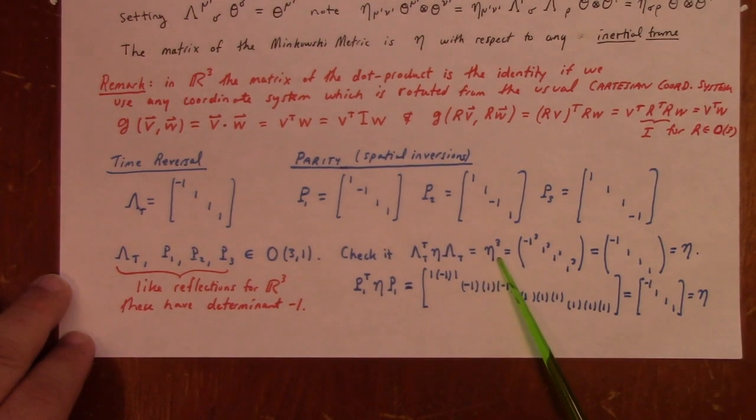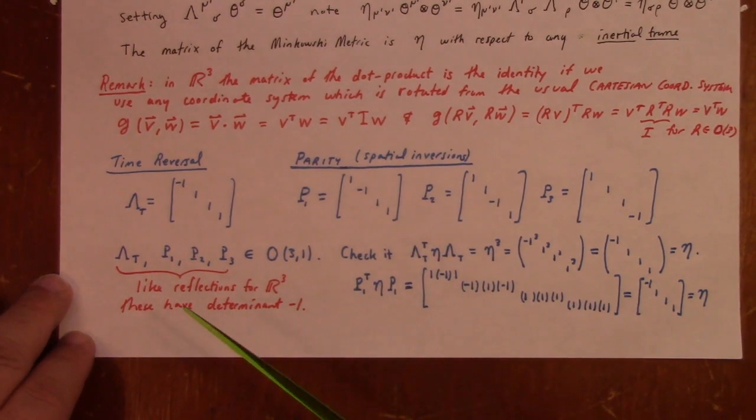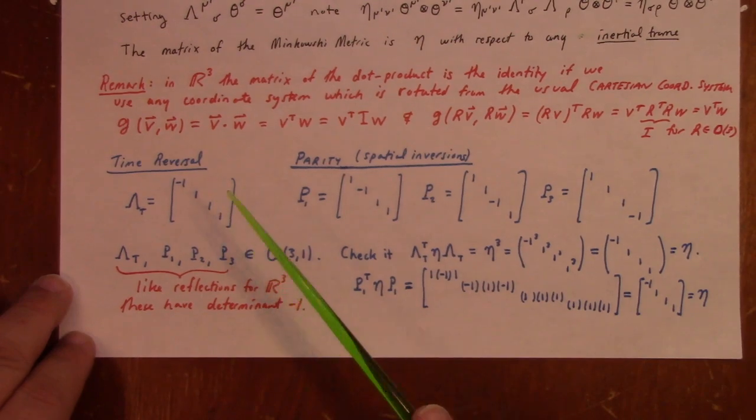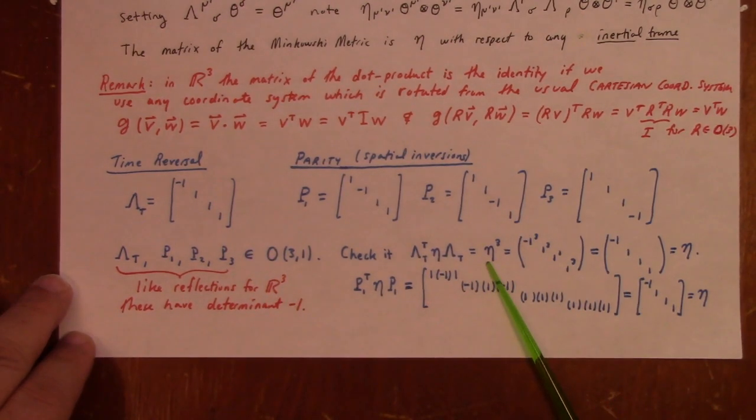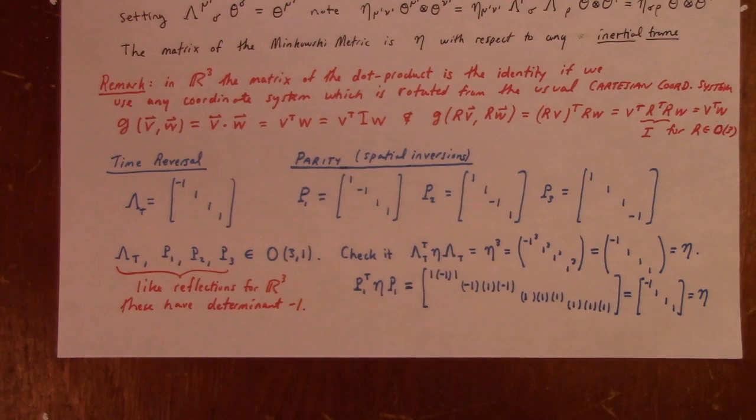Oh, well, I'm sorry, I'm doing the time reversal here in this calculation. I used lambda sub t for time reversal. And the time reversal actually is eta itself. That's kind of funny. So you get eta cubed, but the cube of a diagonal matrix is the cube of its diagonals, which gets you back to eta again. And here's the exciting calculation for the spatial inversion on the first coordinate. Again, it solves it.